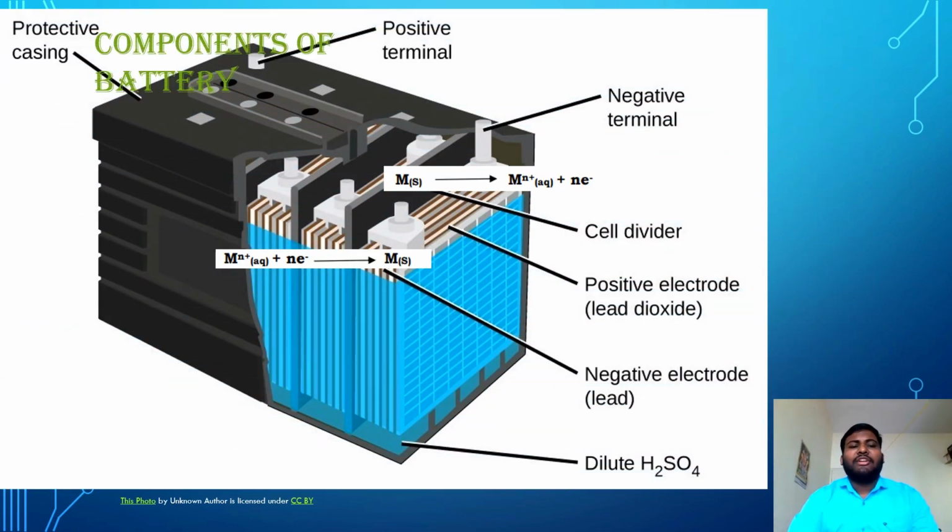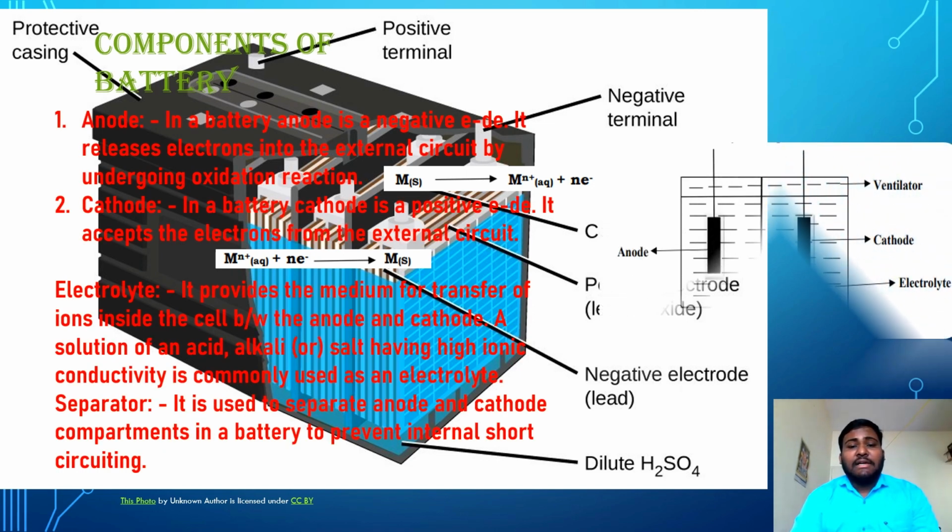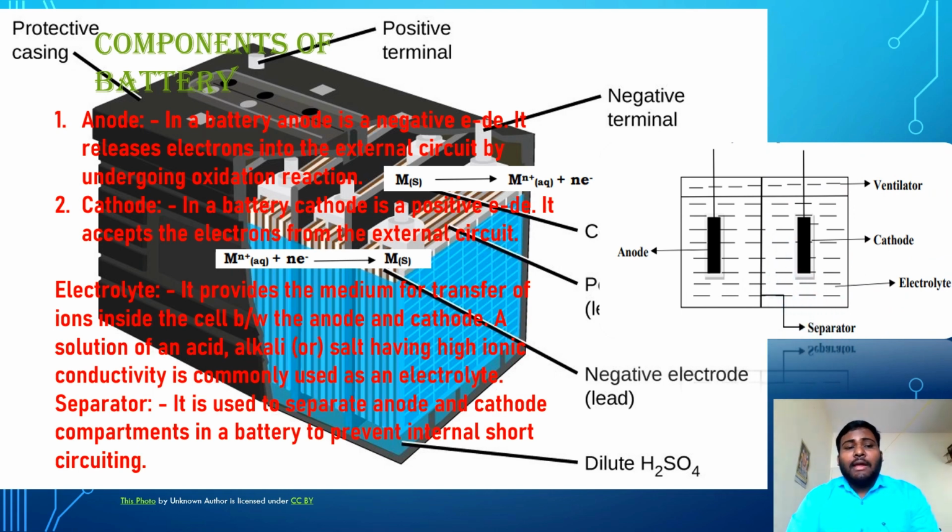Coming to the components of a battery. Anode. In a battery, the anode is a negatively charged electrode. It releases electrons into an external circuit by undergoing an oxidation reaction. Let me show you an example where a metal undergoes an oxidation reaction which gives M^n+ and n number of electrons.